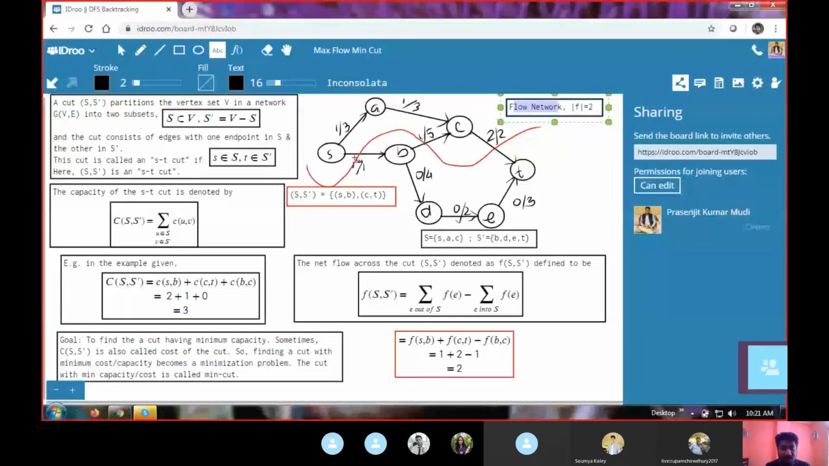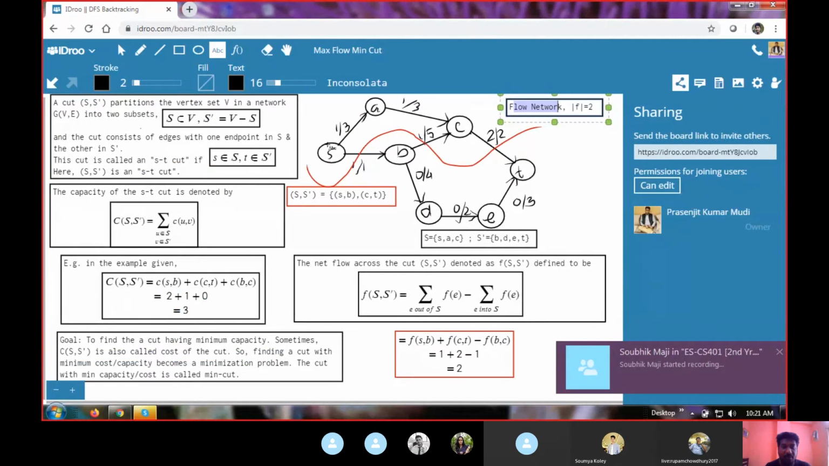Of the edges outgoing from source vertex. That is the flow of a network, and it comes out to be 2 in this case. And net flow across the cut is defined as this, which is also coming out to be 2, and we will now see these two are same.